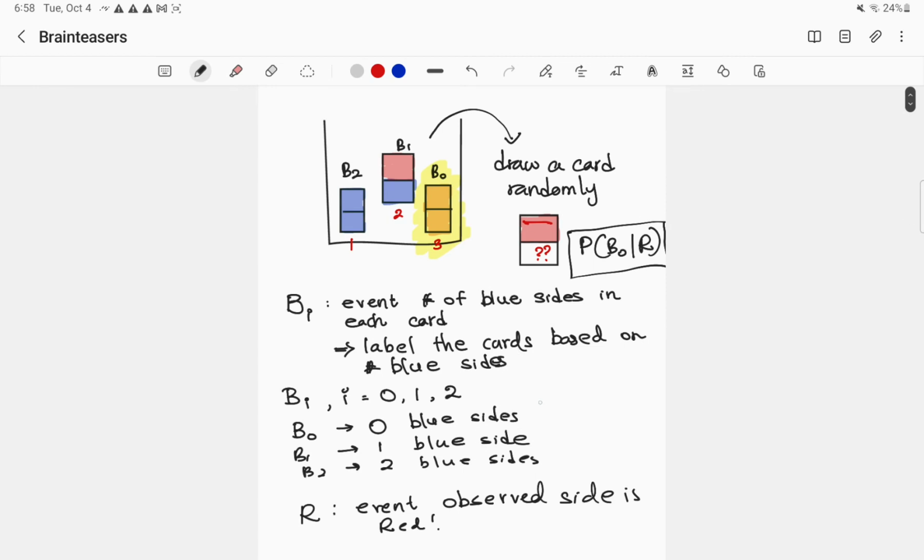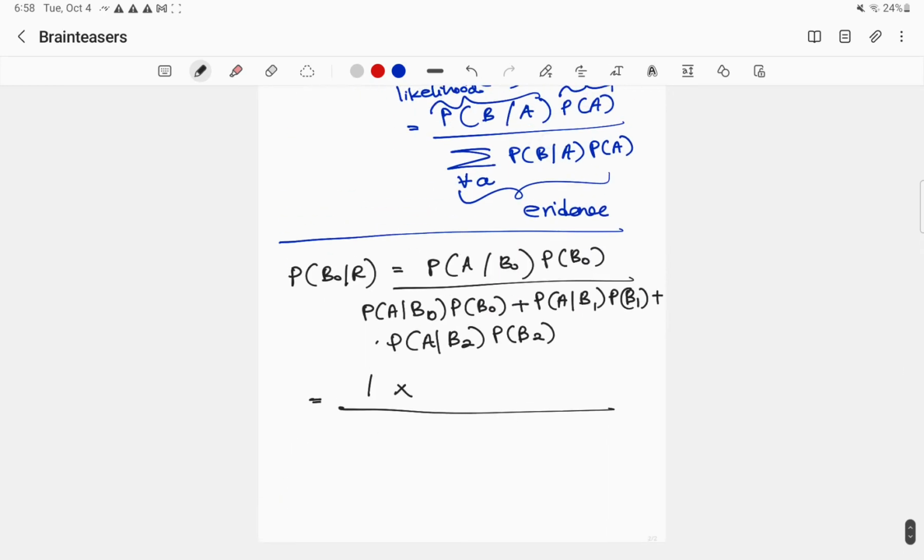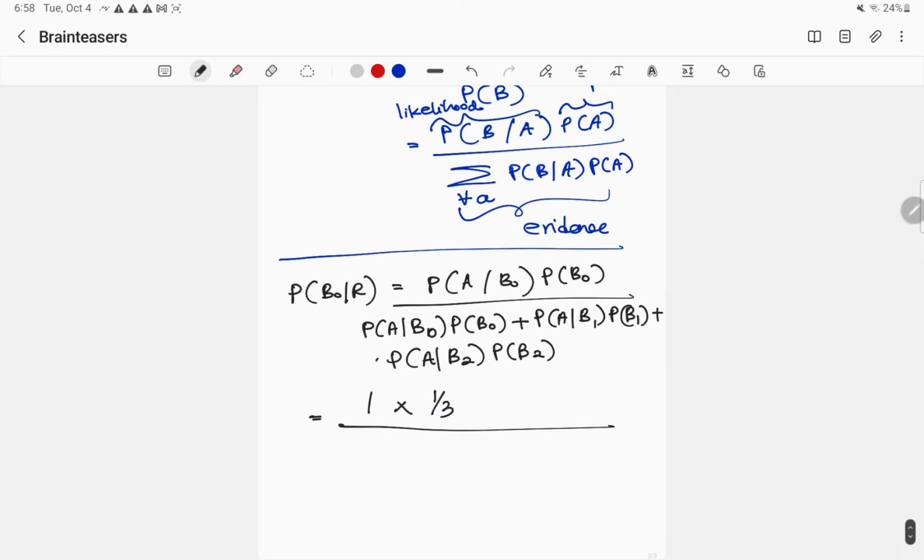B naught means this one, we have three different values for B. So the probability of B naught is 1 over 3. We assume these three cards are equally likely. So now it's easy. We have that term in the denominator, 1 over 3, plus, what is the next one? Probability of B1, probability of A.